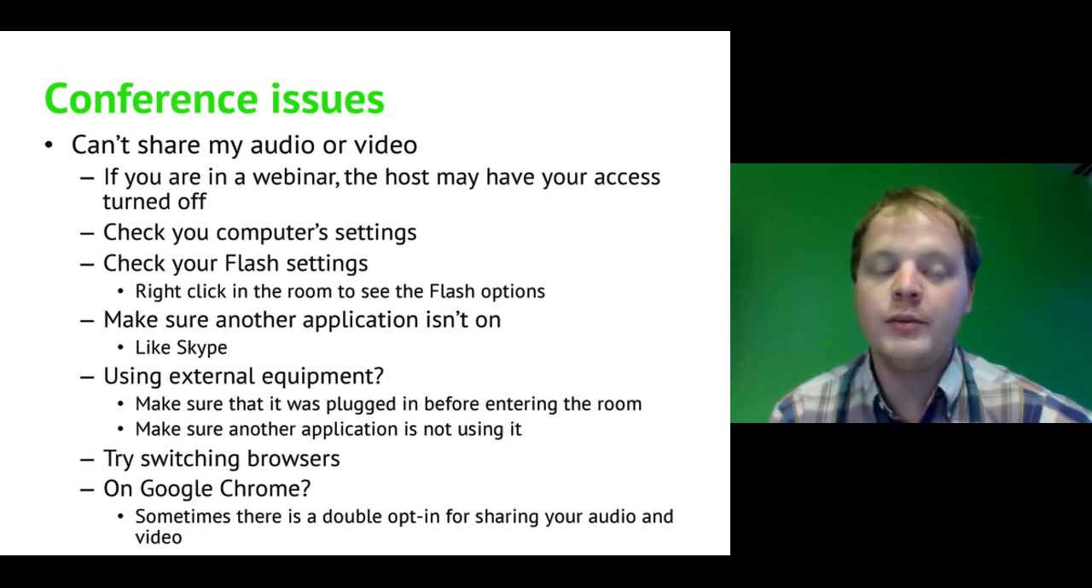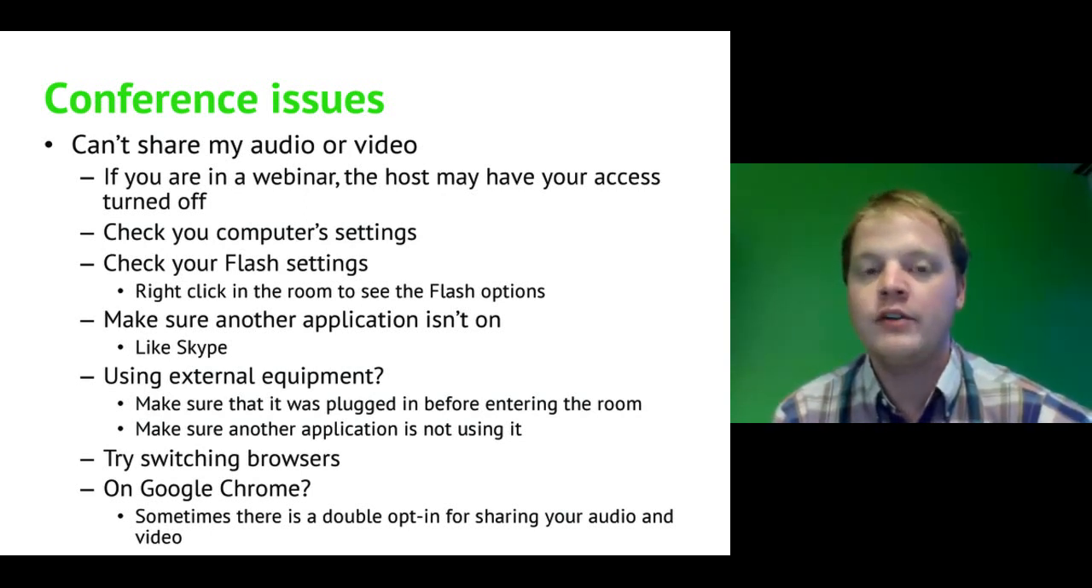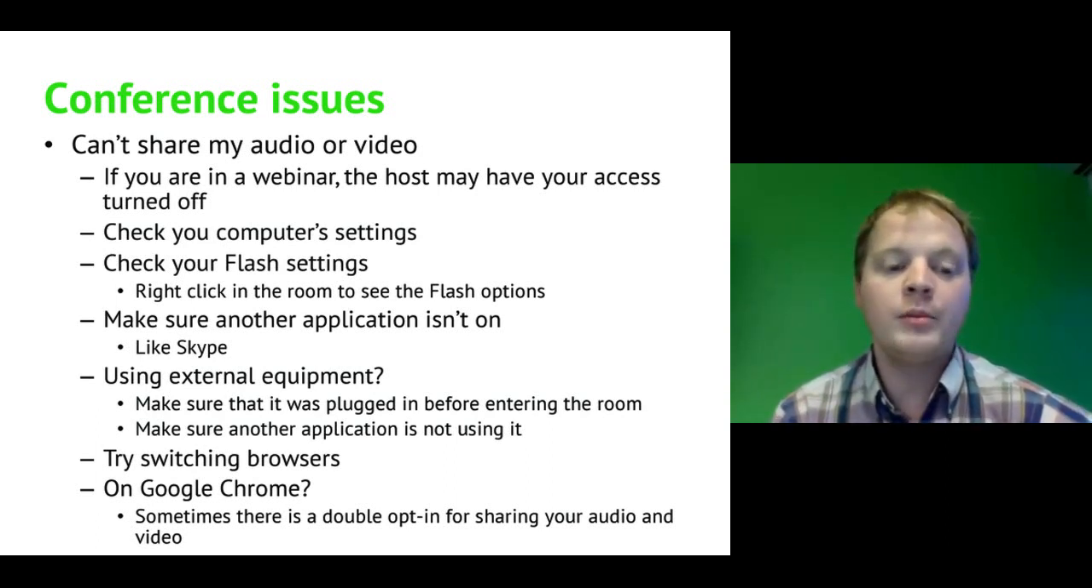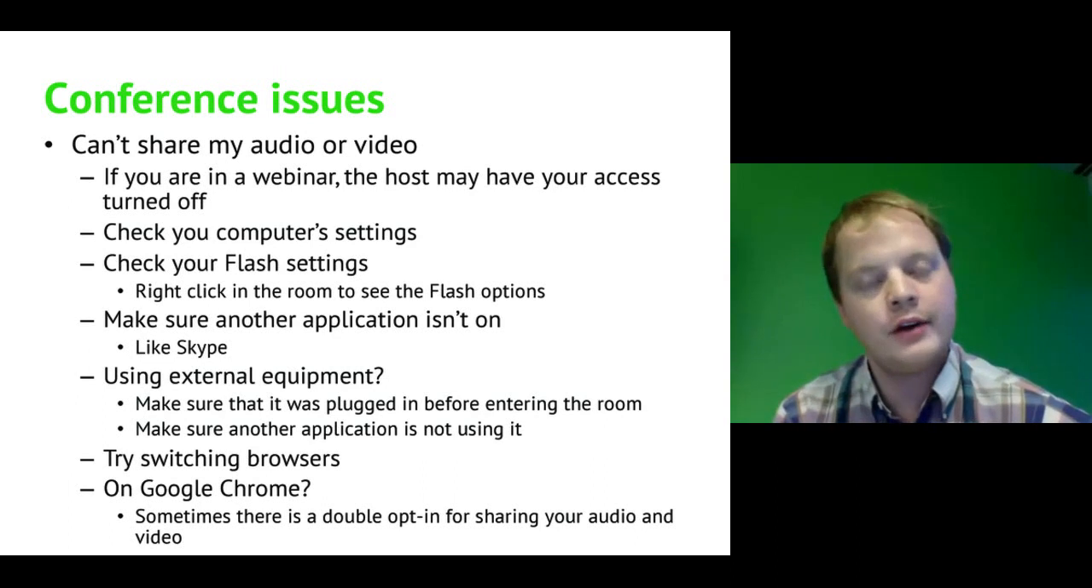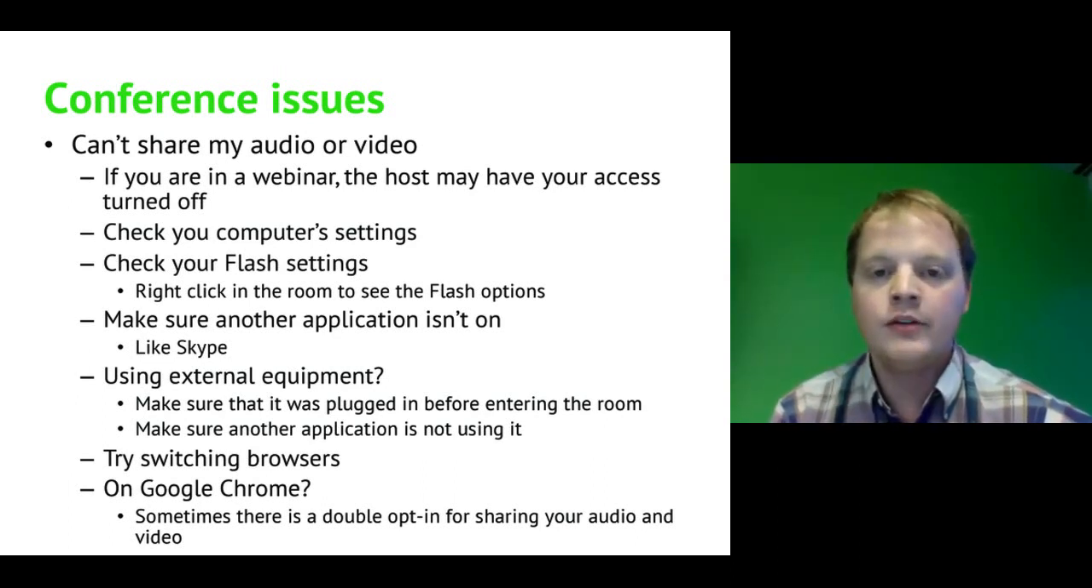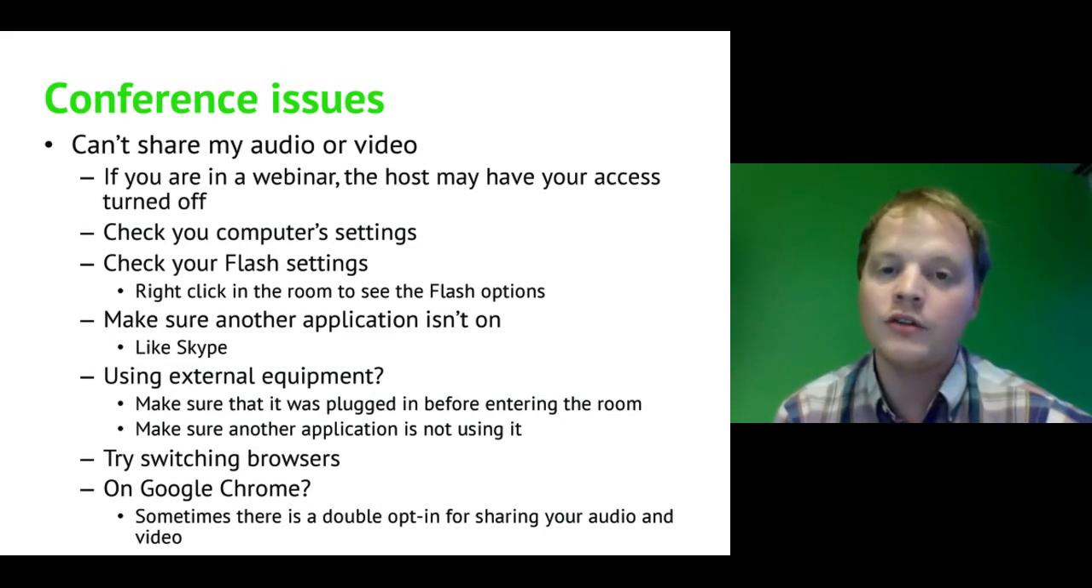Try switching browsers. You would be surprised. You're using Firefox, you download Chrome, launch Chrome, and then it works perfectly, again, because it's an updated browser. Sometimes if you're on Google Chrome, there's a pop-up where it's a double opt-in for sharing your audio and video. Google Chrome is wonderful because it has its own internal Flash system and an external Flash system. So sometimes you have to allow both Flash systems to actually share your audio and video. You should be able to see that pop-up right next to your URL bar. It's gray and very easy to miss. It blends into the conference room. So that's something to know if you are on Google Chrome: you might need a double opt-in before you can actually share your audio and video.